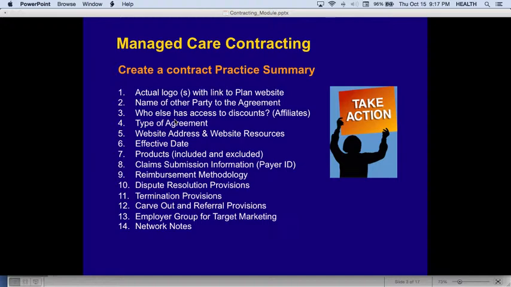What are the products am I in? Am I in the HMO, the PPO, the EPO? Am I in a self-funded? Am I in the active military? What's the products that I'm now in and part of? Where do I send my claims? How much am I getting paid? Who do I argue with? These are all things you operationally got to define from the contract.